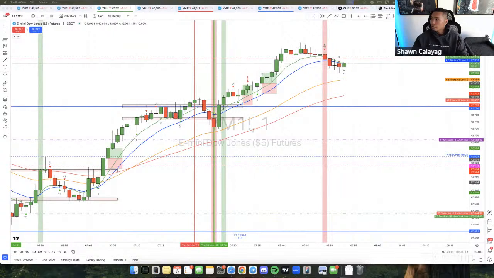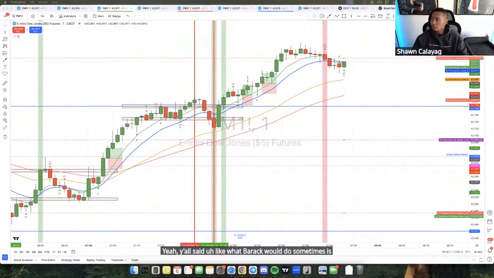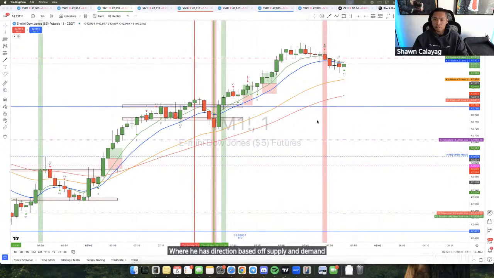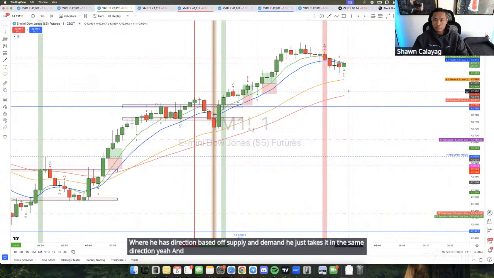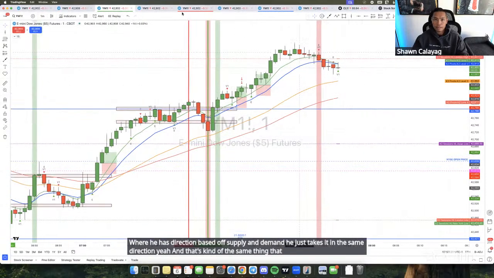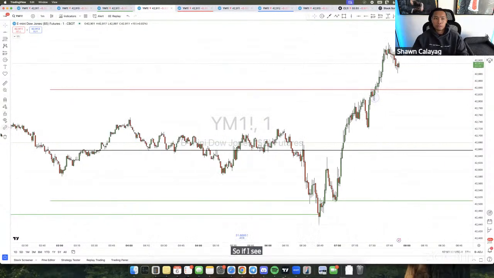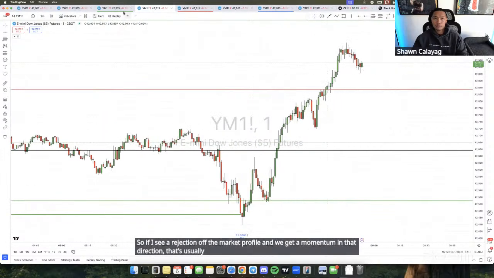Yeah, y'all said what Brock would do sometimes is if he gets a momentum signal on the 1 minute where he has direction based off supply and demand, he just takes it in the same direction. Yeah. And that's kind of the same thing that I'm doing here with the market profile. So if I see a rejection off the market profile and we get a momentum in that direction, that's usually where I look to take the MPS V2.